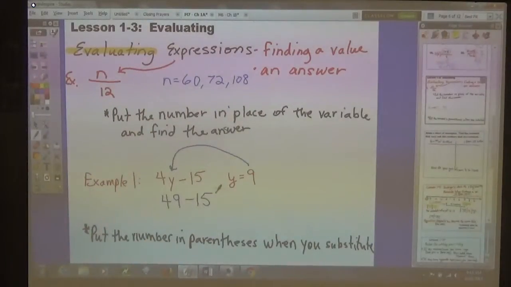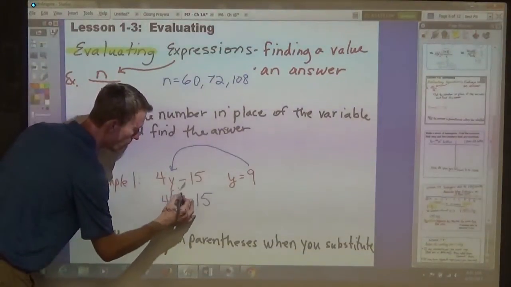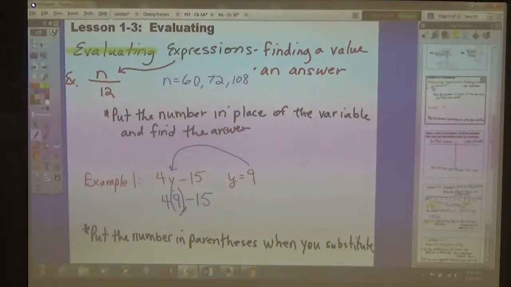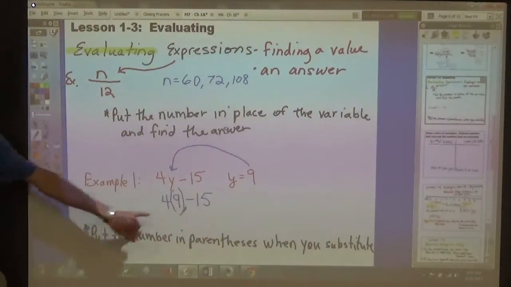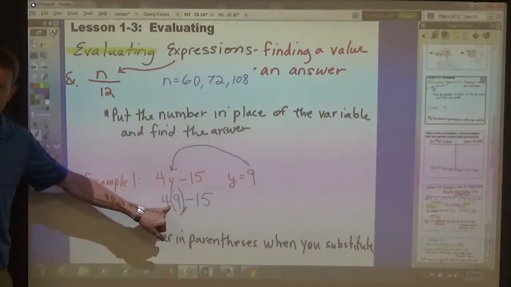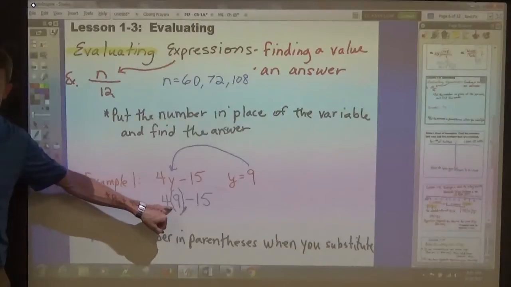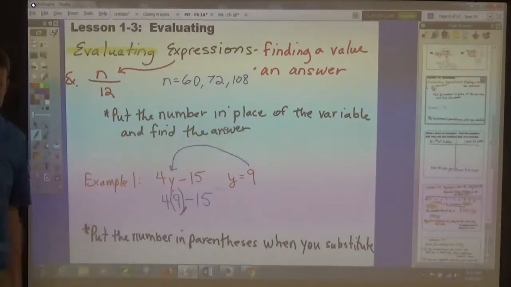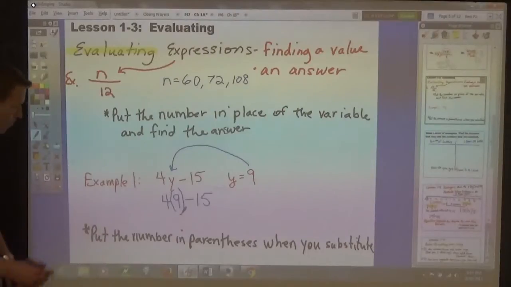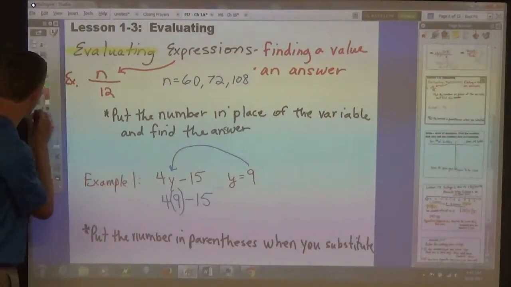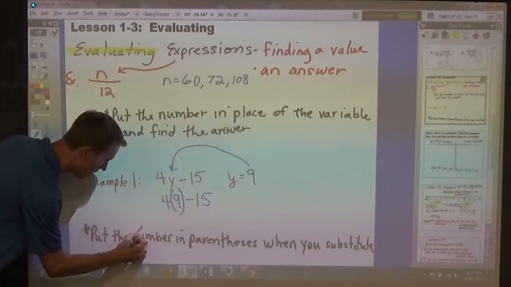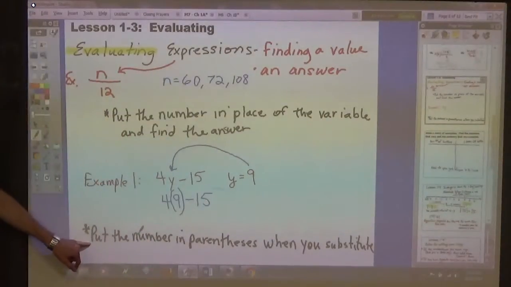What am I missing? The dot. Or what we're going to do when you're evaluating is put it in parentheses. Okay? You're going to put the number in parentheses when you're evaluating. Now, for multiplication, it makes sense to do that. But when you're adding and subtracting, it's also going to be important to put the number in parentheses. So, always put the number in parentheses when you substitute it.